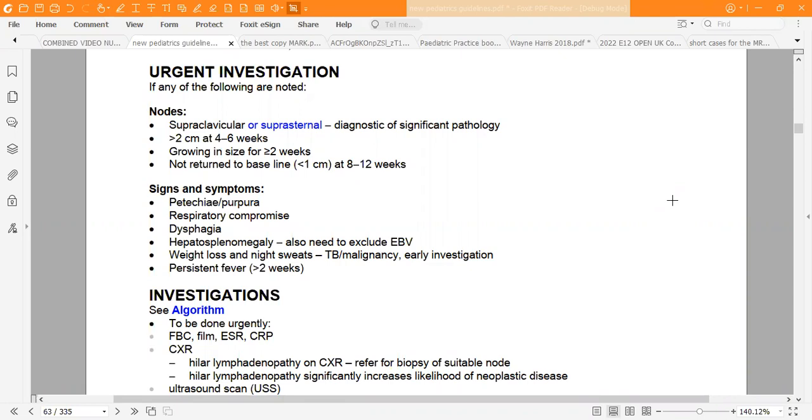Okay, what are the signs and symptoms in here? You may find a BTK, purpura, respiratory compromise, dysphagia, hepatosplenomegaly. Also you need to exclude Epstein-Barr virus, which is very important. Weight loss, night sweats, you think of TB or malignancy, which need early investigation, and persistent fever for more than 2 weeks.